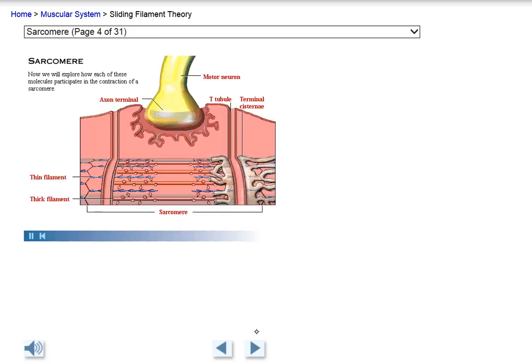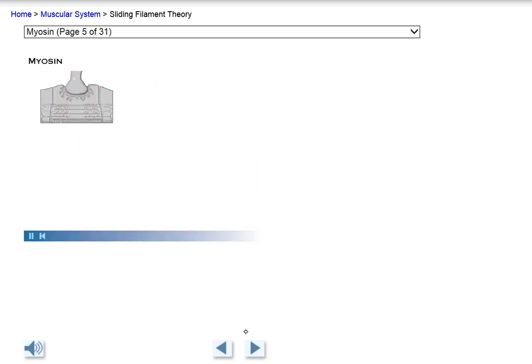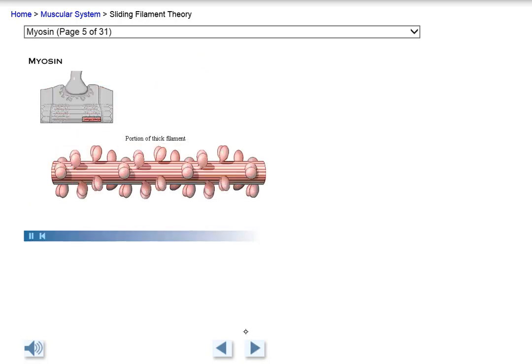Now we will explore how each of these molecules participates in the contraction of a sarcomere. Click a thick filament to examine its structure. The first molecule we will look at is the protein myosin. In skeletal muscle cells, the myosin molecules are bundled together to form the thick filaments. Click the thick filament to see an individual myosin molecule.